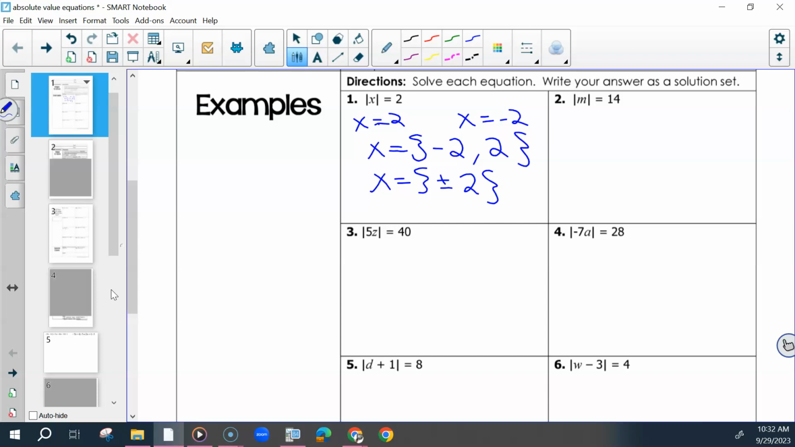Does it matter if you use a curly bracket or just a regular? Yes, so if we use parentheses, that would make this an ordered pair. We don't want that. So it has to be curly brackets to say it's a set of numbers.